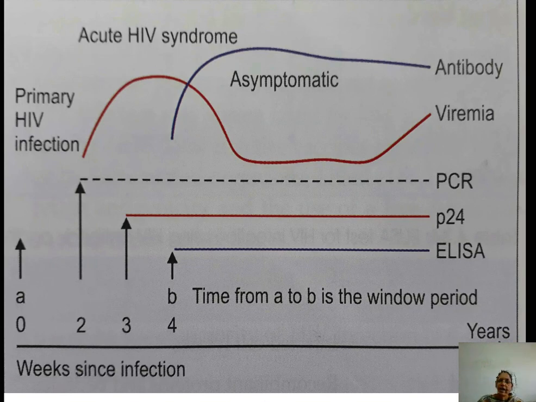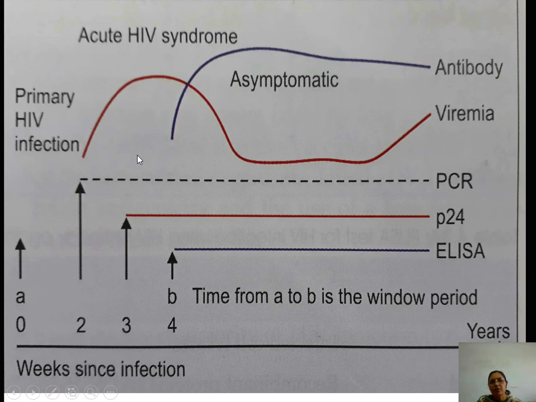Now, this graph is showing that 0 to 4 weeks is the window period, and after 4 weeks there is presence of antibody. This is the antibody which is detected by our screening test ELISA. But the window period before this is very dangerous because it is not detected by the routine screening test ELISA. Here is the antigen, this viremia is there, and the person is very infectious at this stage, and there is no detection with the screening test.